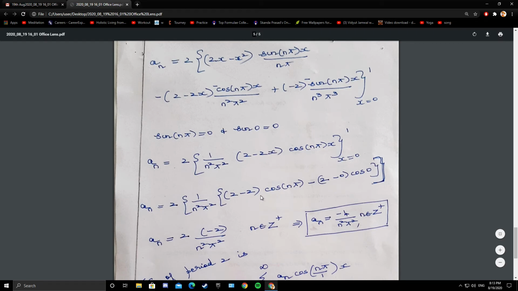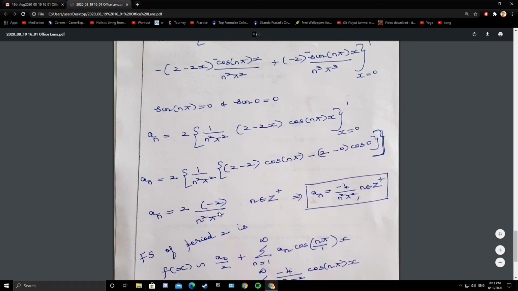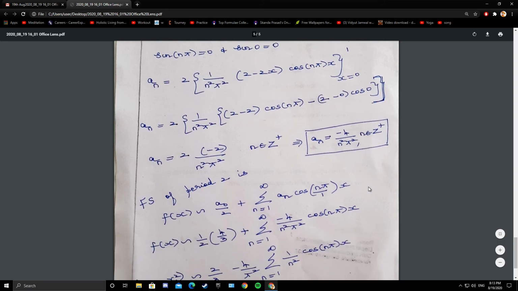So the first term is 0. The second term is minus 2 into cos 0, which is 1. So 2 into minus 2 by n square pi square. That is the same as minus 4 by n square pi square, where n is a positive integer. So we have got a naught and a n.